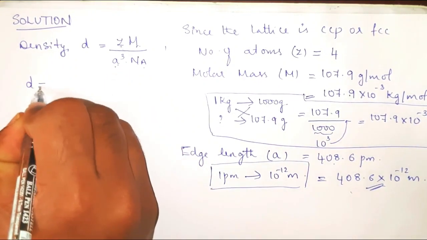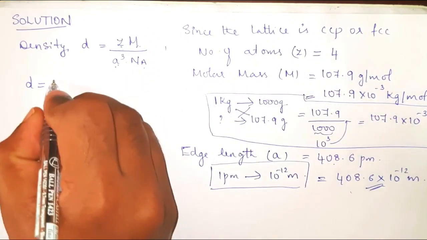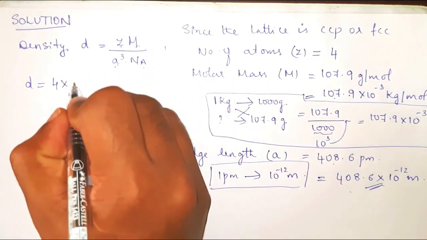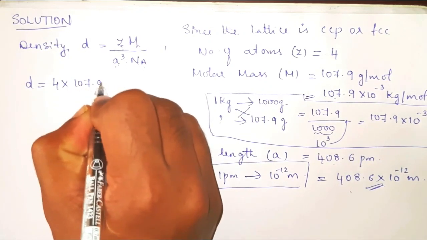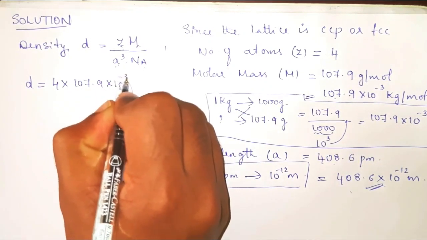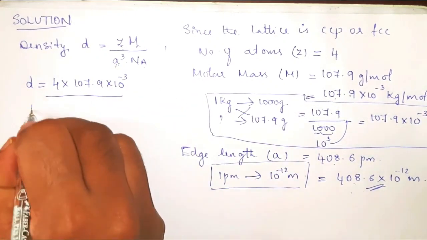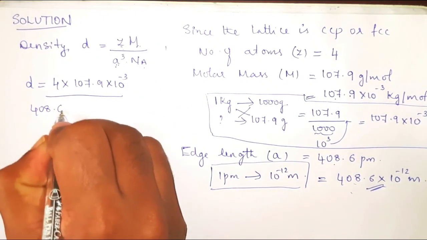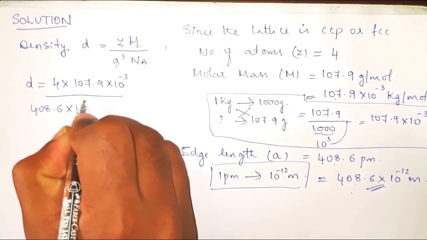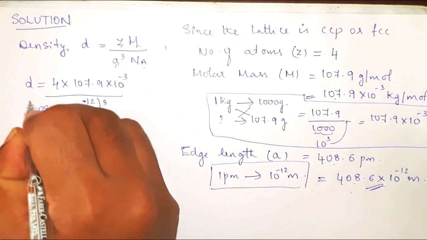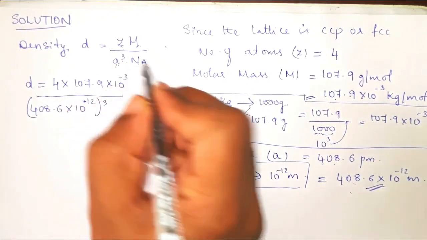So density is equal to, what is Z? Z is 4. So 4 into what is M? M is 107.9 into 10 to the power minus 3, divided by what is A? A is given as 408.6 into 10 to the power minus 12. It is A cube, so you have to cube it. Never forget to cube it.